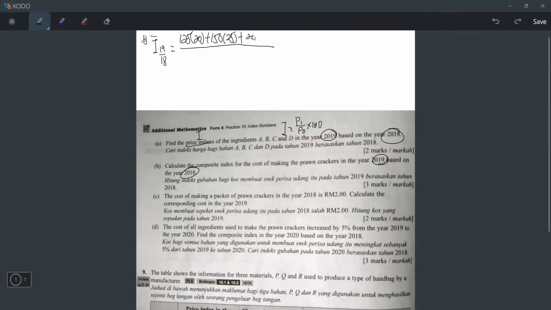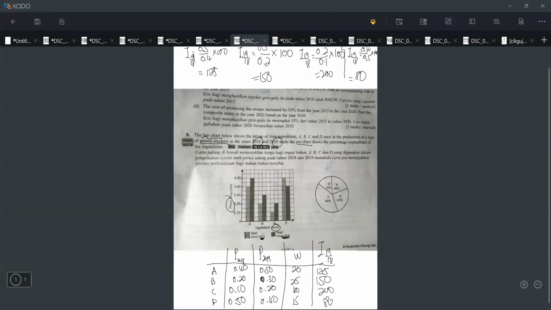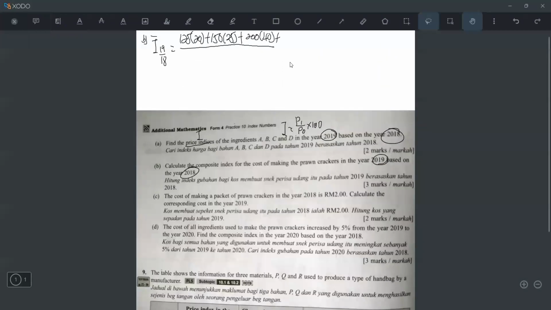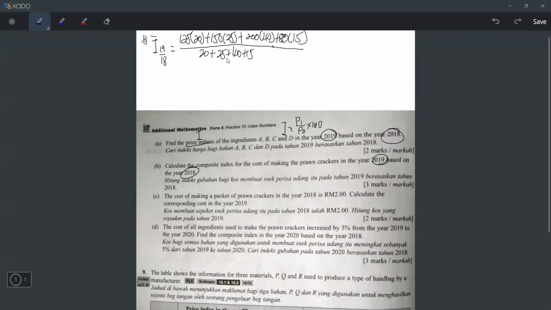And then you will plus the last one, the final one. It will be 80 times 15, right? So 80 times 15 over the total weightage. And the total weightage will be 20 plus 25 plus 40 plus 15. So you'll get something here. Any question?